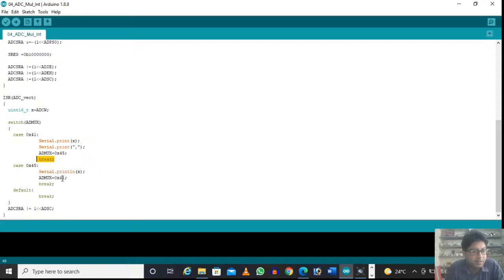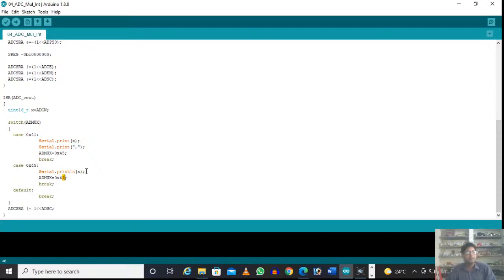And once this conversion is completed, I am changing the ADMUX value to 0x41. 0x means hex. That means again it is going to the first channel. So first, then fifth, fifth, then first. Like that, if you want to do it for all, first, then second, then third, then fourth, then fifth, then 1. It keeps going on and on.